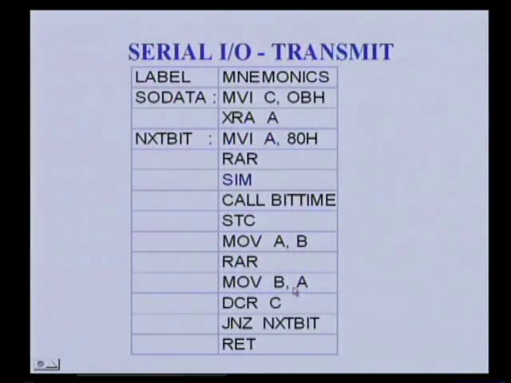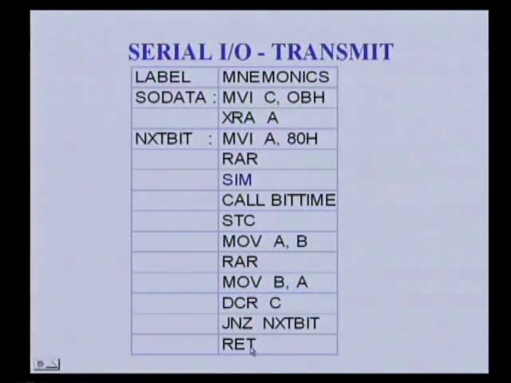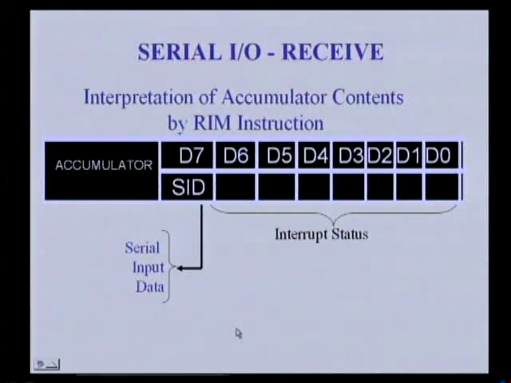Now the latest contents of the accumulator are again copied into register B, so that it can be used in the next cycle, next loop. And since 1 bit is transmitted, now we decrement the counter. If the counter is not 0, then we go back and execute all these instructions, so that the next bit will be transferred. Like this we transfer all 8 bits including 2 stop bits, so that the count becomes 11, and after that this subroutine will return to the main program.